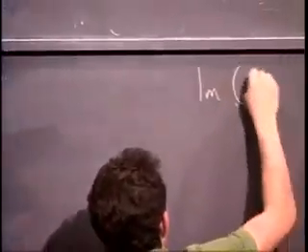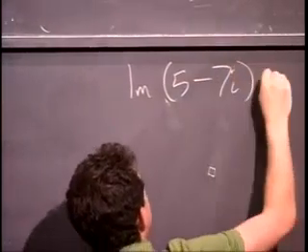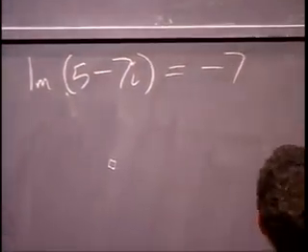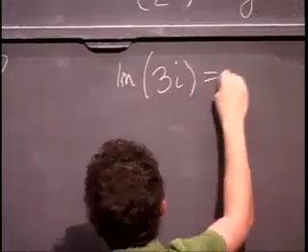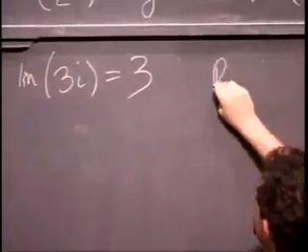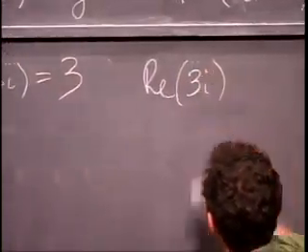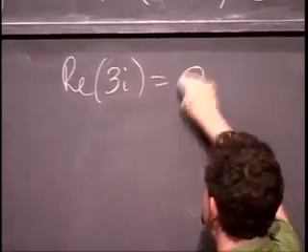What is the imaginary part of 5 minus 7i? It's negative 7. How about the imaginary part of 3i? Well, it's 3. What's the real part of 3i? Well, it's 0. There's no real part. Okay, so this gives you the idea. Real numbers have imaginary part equal to 0.